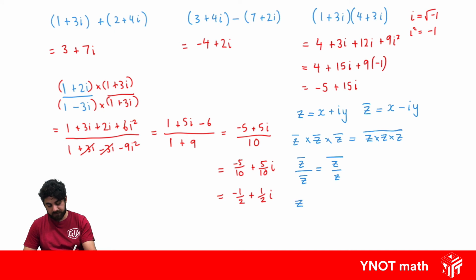And if you multiply a number by its conjugate, all you get is the real part squared plus the imaginary part squared. And you end up with a perfectly real number, as we saw when we multiplied this complex number by its conjugate. We ended up with a purely real number.